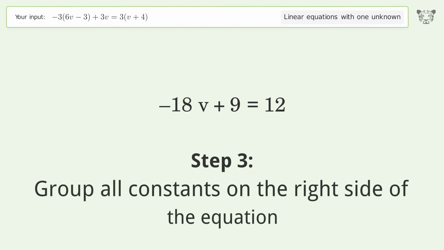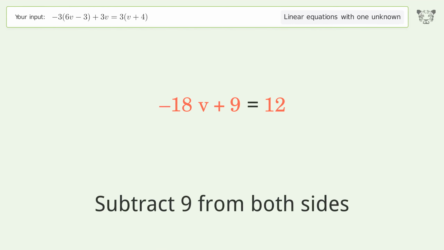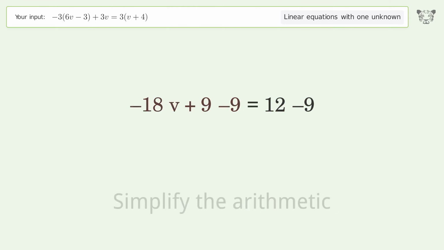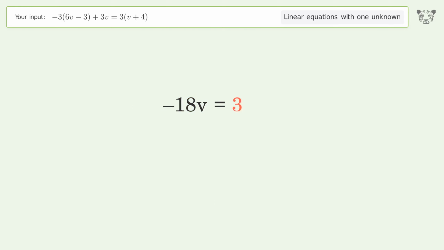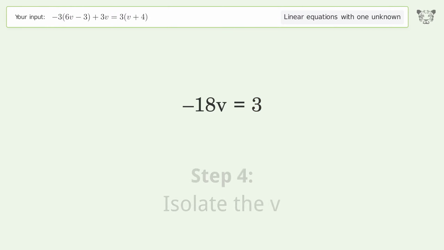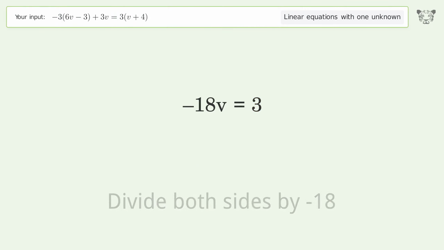Group all constants on the right side of the equation. Subtract 9 from both sides. Simplify the arithmetic. Isolate the v. Divide both sides by -18.